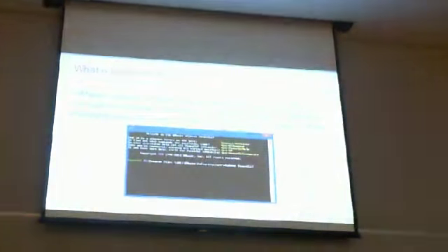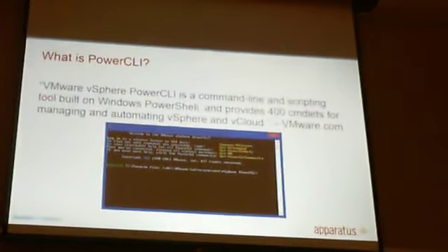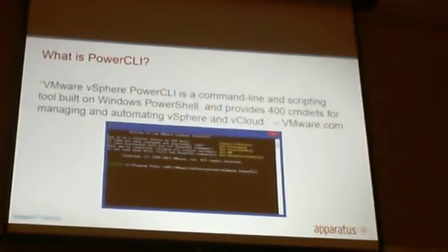So the first thing I'm going to talk about is what is PowerCLI. According to VMware, it's your command line and scripting tool that is built using PowerShell, providing 400 commandlets for managing and maintaining your vSphere or vCloud environments. In reality, PowerCLI is a set of snap-ins for PowerShell, plus a PowerShell profile that changes your default colors and a couple of things such as that. Overall, the snap-ins vary on exactly what they have to do, but you'll dive into that more with the different specific commandlets.